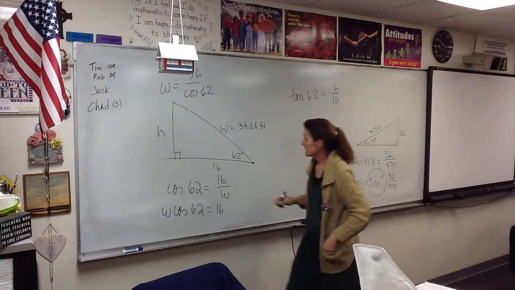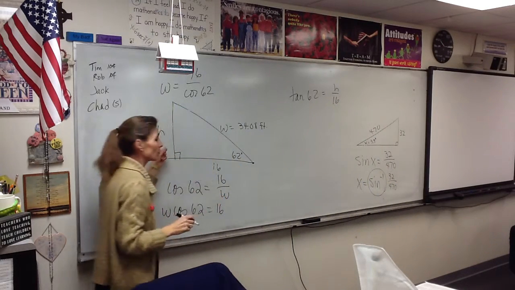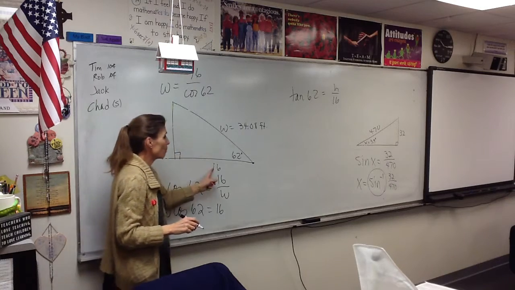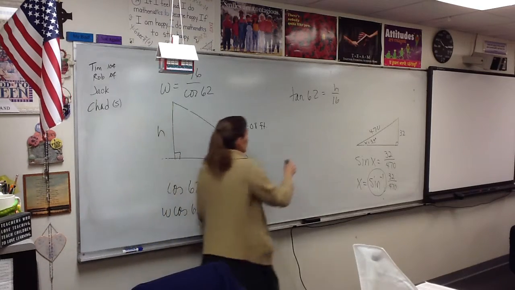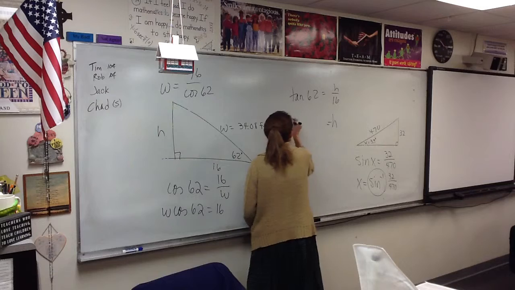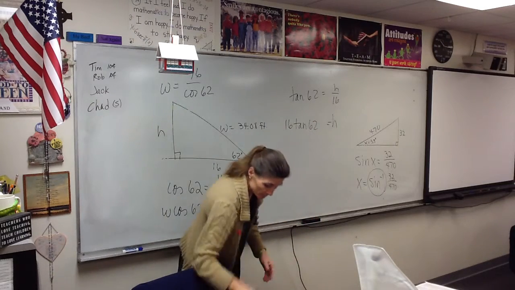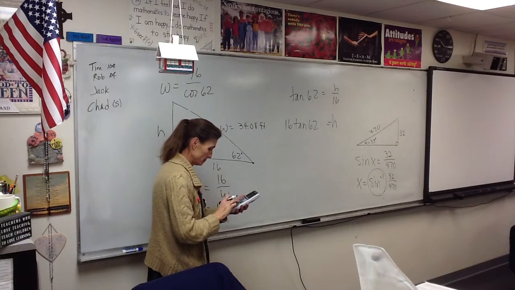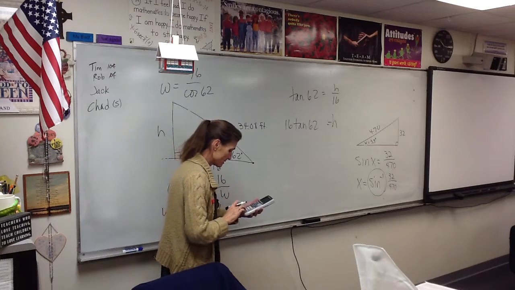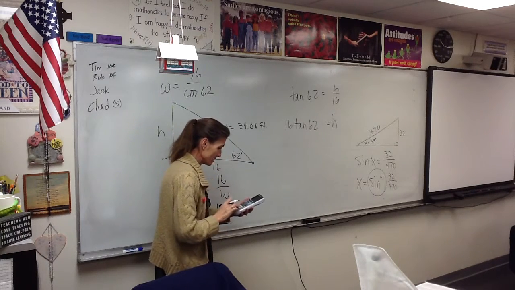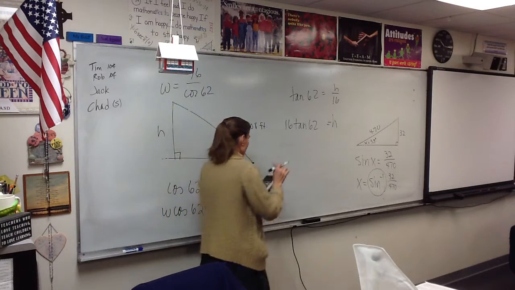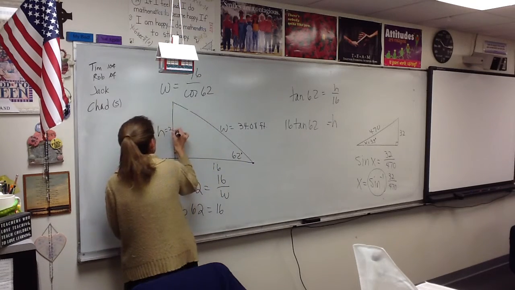Exactly. Tangent 62 equals opposite over adjacent. So the height of the pole is 16 tan 62. Whoops, 16 tan 62. So I got 30.09 feet.